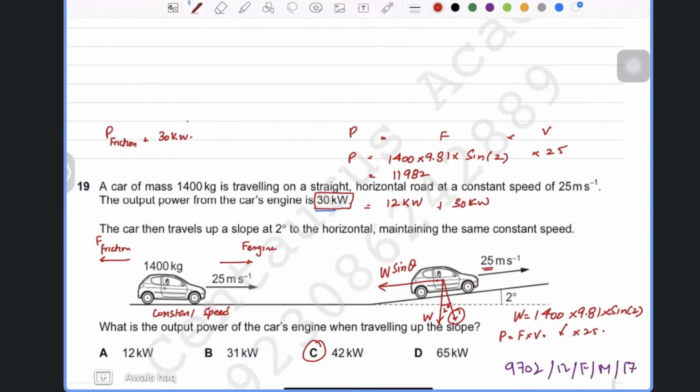The force I got here is basically the power needed to overcome the gravitational force, right? So that would be 12 kilowatts. So the total engine power that is now needed is this one and this one, so that would be 42. Understood? Like that.